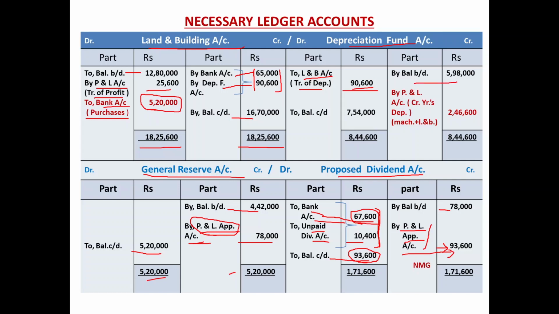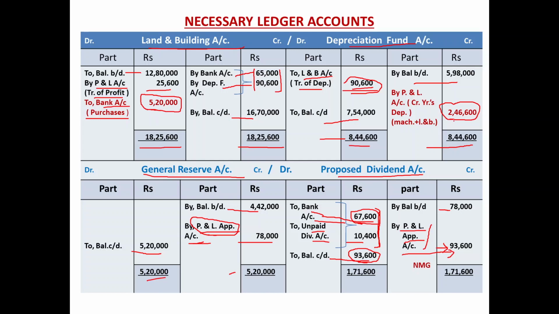Opening balance 5,98,000, closing balance 7,54,000. This is the posting of the first JE. Debit side looks bigger, 8,44,600. Put it on the credit side, 8,44,600. That gives a balancing figure on the credit side, 2,46,600. What it could be?